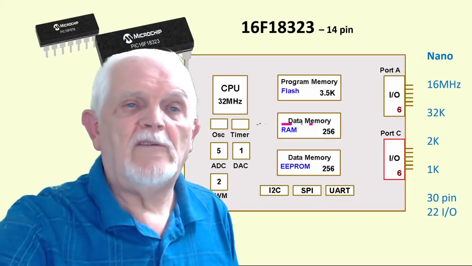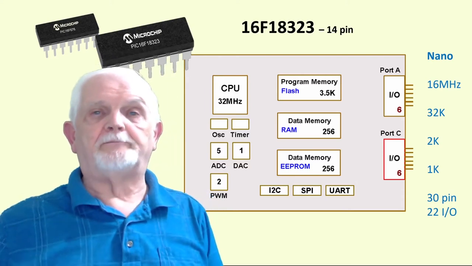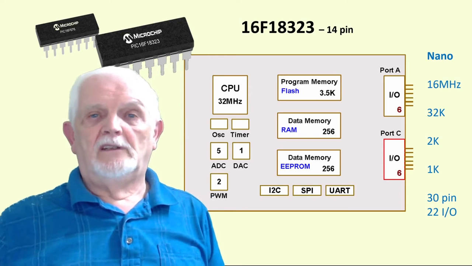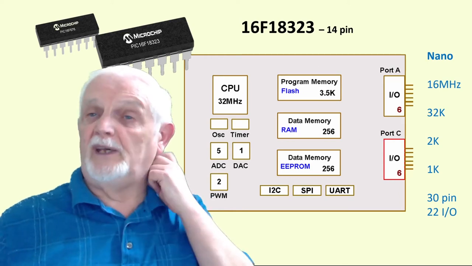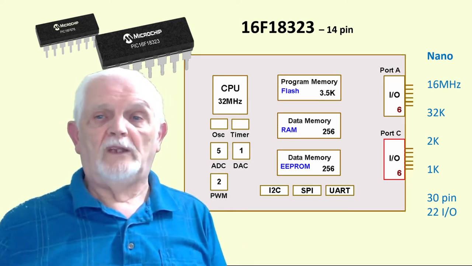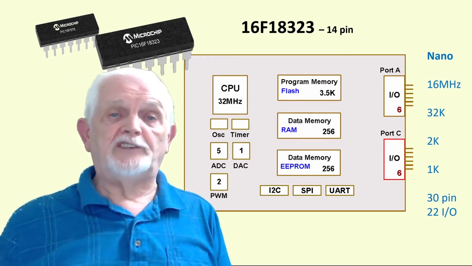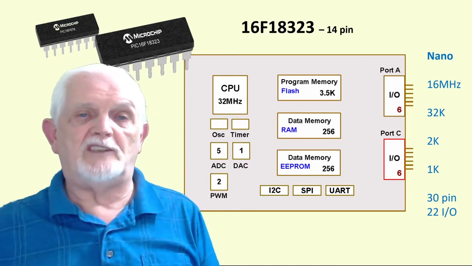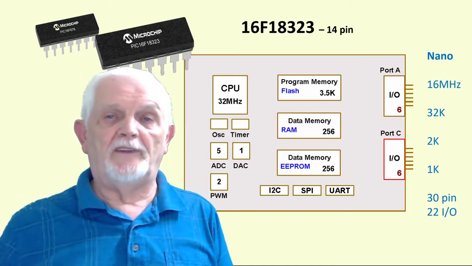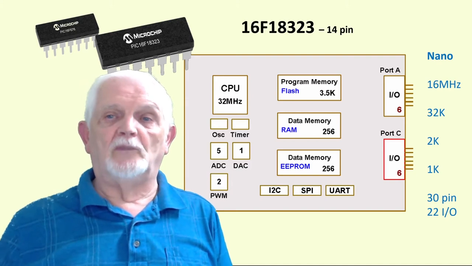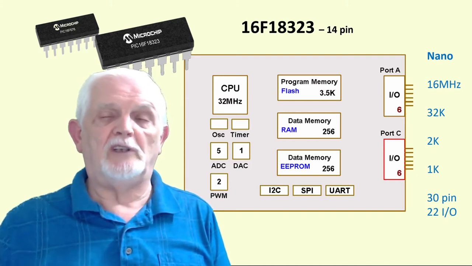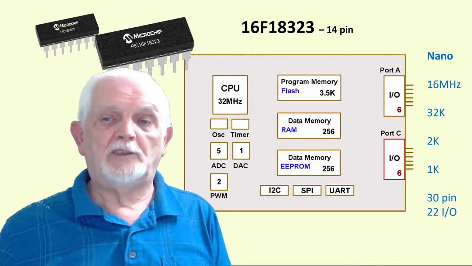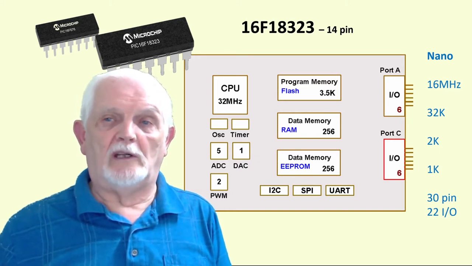Right, that was the 18313. It's got a big brother, the 18323, which is similar, except it's got 14 pins. As you can see, there's nothing in red there really, because nothing's changed. It's still got the same memory, the same CPU and so on. The only thing that's changed is that it's got more outputs now, because they've gone from an 8-pin to a 14-pin. So you'll see an extra block of 6 pins there.